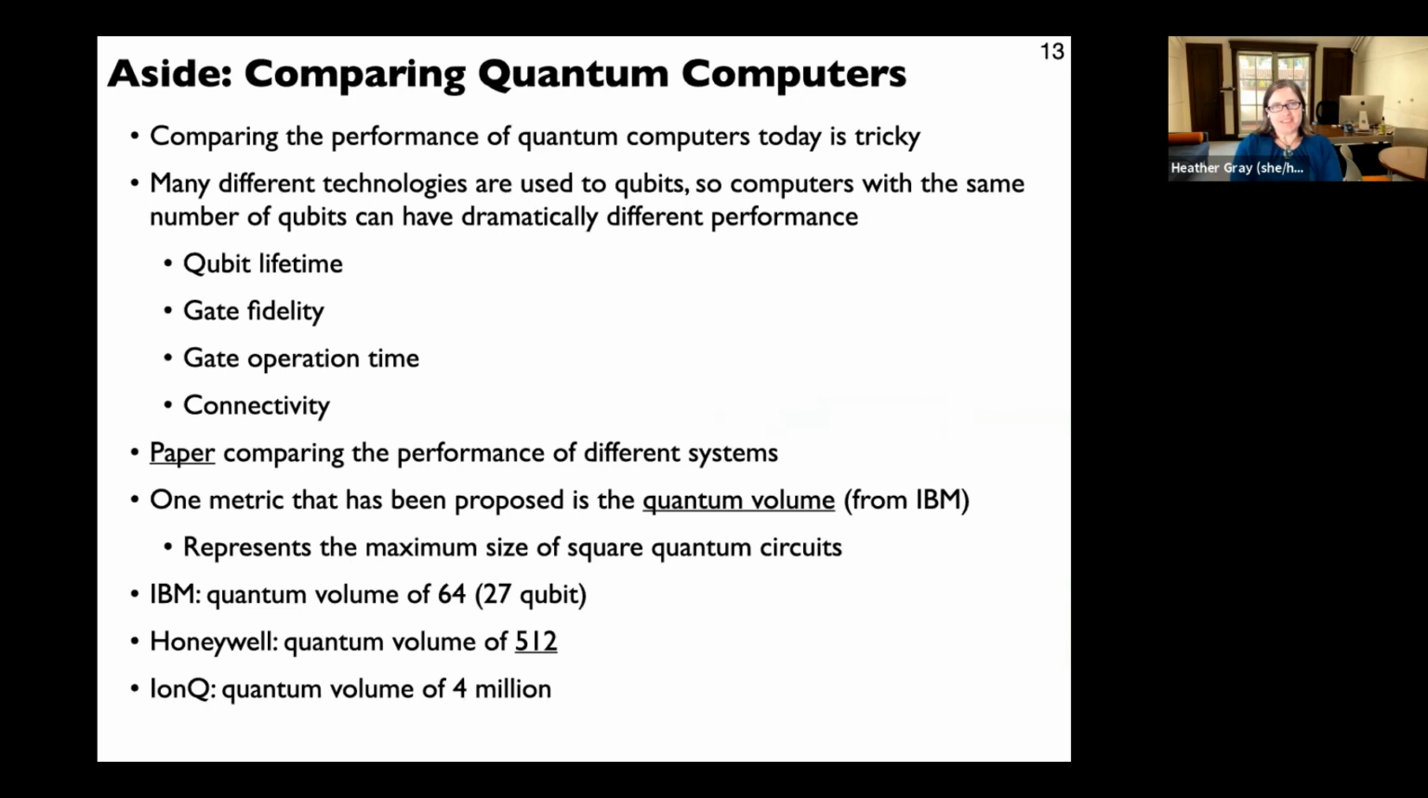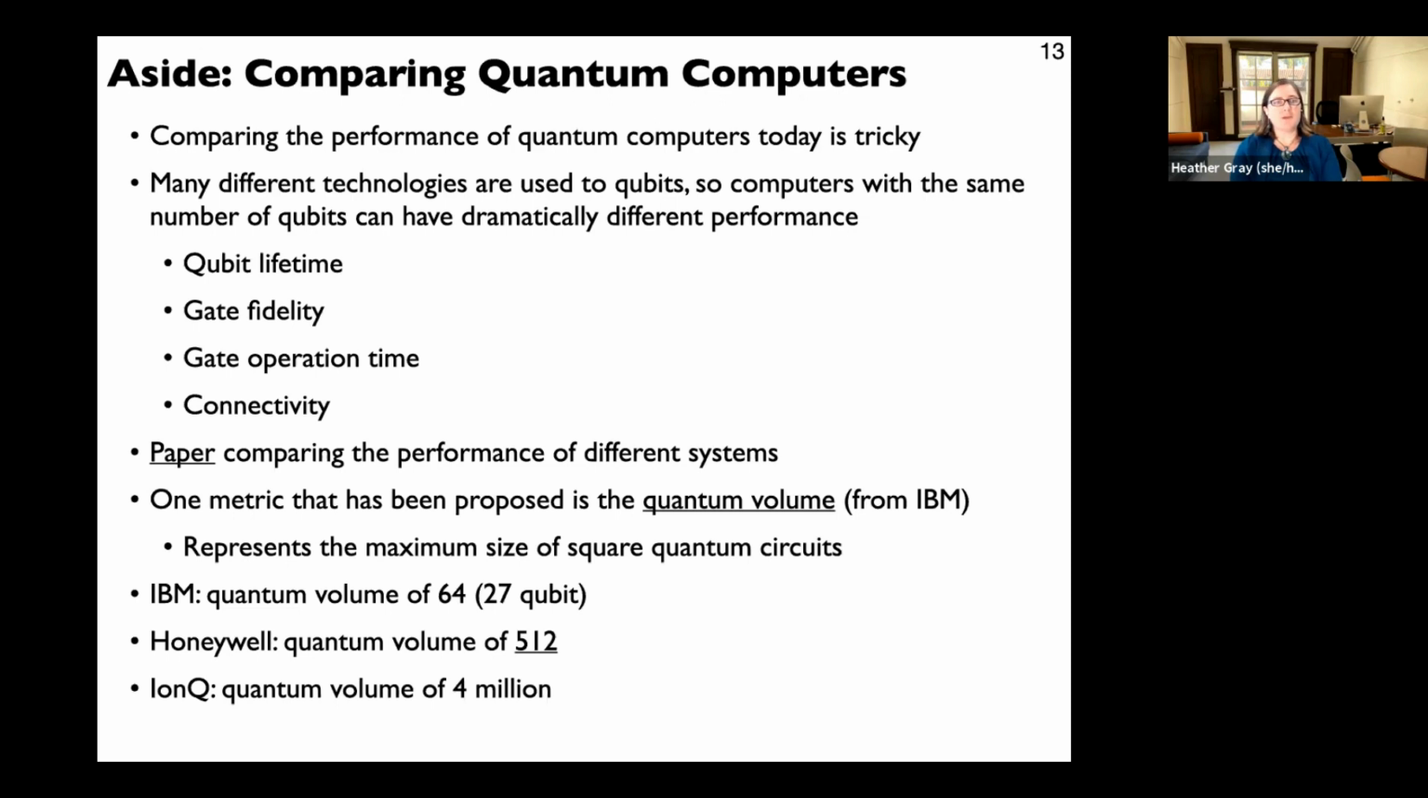As you can imagine, we have all these different quantum computers made of very different technologies. And what this means is that if you really want to ask which is the most powerful quantum computer, that's actually a question that's far from trivial to answer. In fact, it's very tricky to compare the performance of quantum computers. Firstly, we have all these different technologies that are used to make qubits. And so if you just compare the number of qubits, they actually end up having dramatically different performance. You need to worry about things like the qubit lifetime, the gate fidelity, the gate operation time, and the connectivity. And so it's really an active field of research, thinking about how you want to do it.